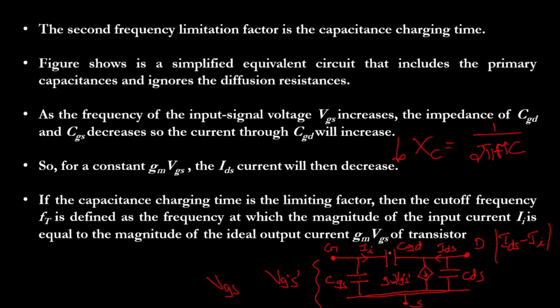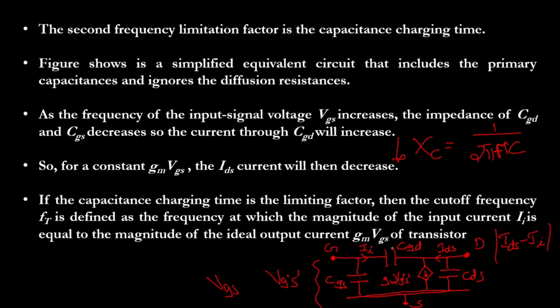So once it is completely charged, if that is the limiting factor, then the cutoff frequency is defined as what? The frequency at which the magnitude of the input current is equal to the magnitude of output current. That is why when we increase the frequency, we get less output current, which leads to less output voltage. So these are the two parameters: one is transit time, and the other is the capacitor charging time. Which capacitance? The internal capacitance available in the JFET.